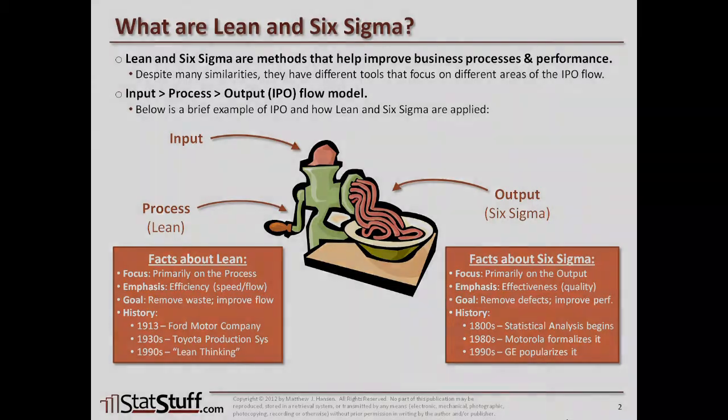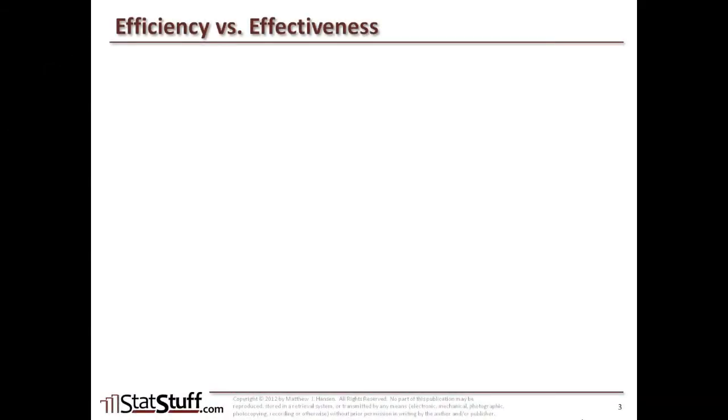I described how Lean primarily focuses on improving efficiency and Six Sigma primarily focuses on improving effectiveness. Many improvement projects will focus on one or the other, or possibly both. But what do we mean by efficiency and effectiveness? And what's the difference between each of them? Well, as I said, you could have improvement projects that focus on either efficiency or effectiveness. So let's get into a description of what I mean by efficiency or effectiveness, and I'd like to use an illustration here.